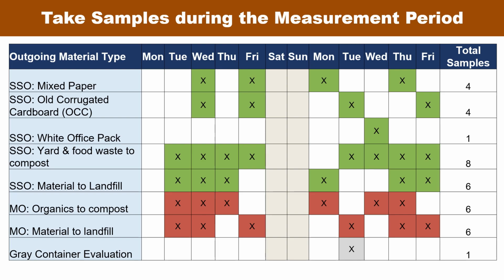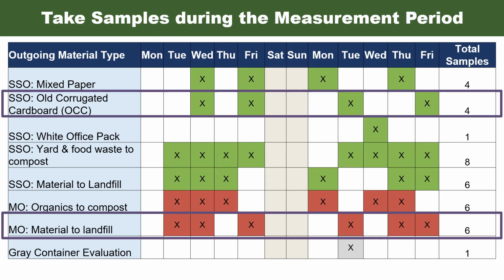So now I want to walk through each step of sampling and record keeping, and I'm going to use 2 of these outgoing material types as an example. I'm going to walk through each step for the SSO cardboard we recovered, as well as the mixed organic MO material destined for disposal. We're going to start first with cardboard.